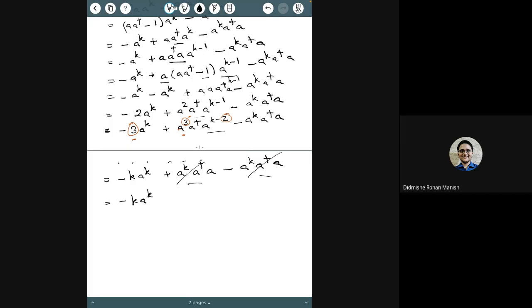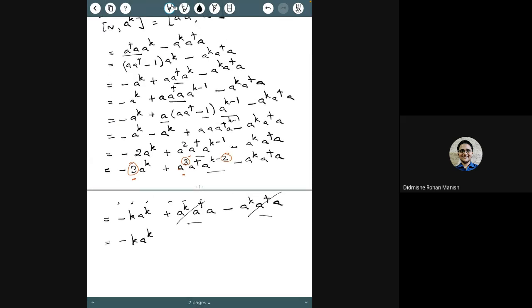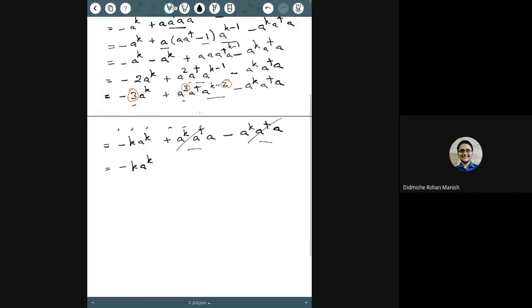Okay. So is this clear to you? It's basically a repeat of the same thing: you take out one a from the second term and then apply the commutator, and you collect all the a to the power k terms, and eventually you end up with k of them, and the remaining two terms cancel. The proof with the a dagger to the power k is also similar. So I guess you will be able to do that. It shouldn't be a problem.